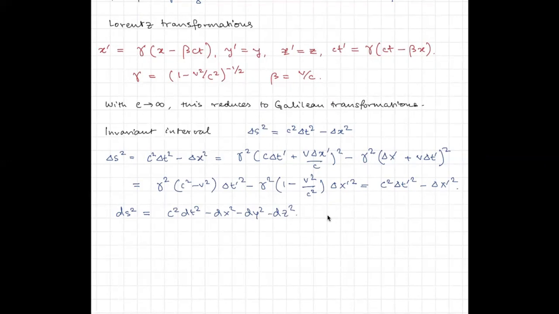Now remember what used to happen for rotations. This is very reminiscent of rotations. What did we do there? Remember, the thing that was left invariant was s squared is x squared plus y squared plus z squared. We're speaking about 3 dimensions at the moment. So this was the thing that was left invariant.